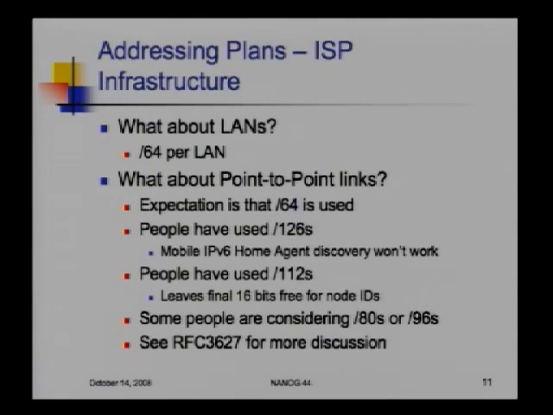Some people are using /112s, which will still ensure that mobile IPv6 home agent discovery works. It leaves the final 16 bits free for various other possibilities that could be coming along. And there are even some people thinking about /80s or /96s or various other combinations. RFC 3627, it's pretty old now, but there was some discussion there about what people should or should not do for point-to-point link addresses.